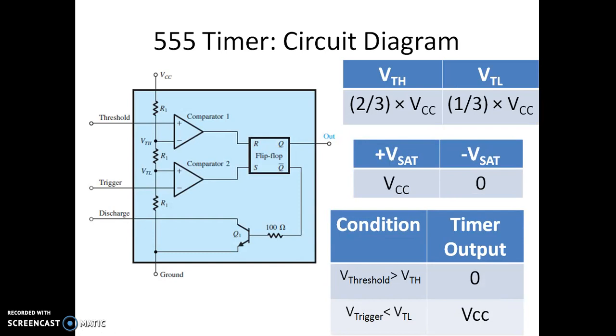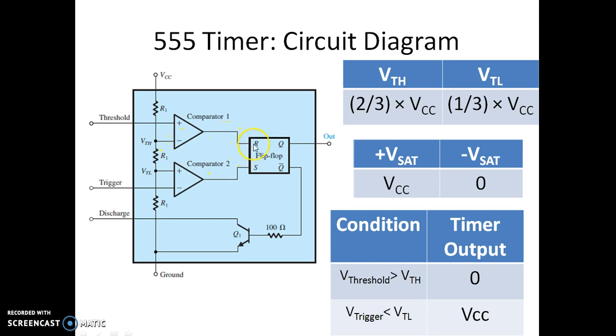Now you can see this is the exact circuit diagram we are seeing for a 555 timer. It has 3 resistors connected from VCC to ground, and there are 2 comparators, comparator 1 and comparator 2. One of the terminals is connected to VTH, which is the inverting terminal. Here VTL is the non-inverting terminal.